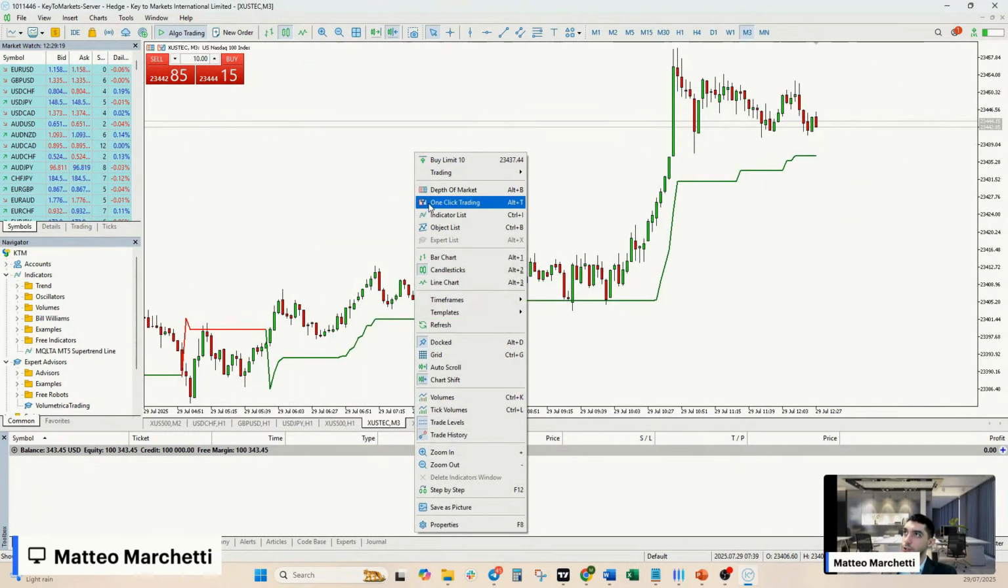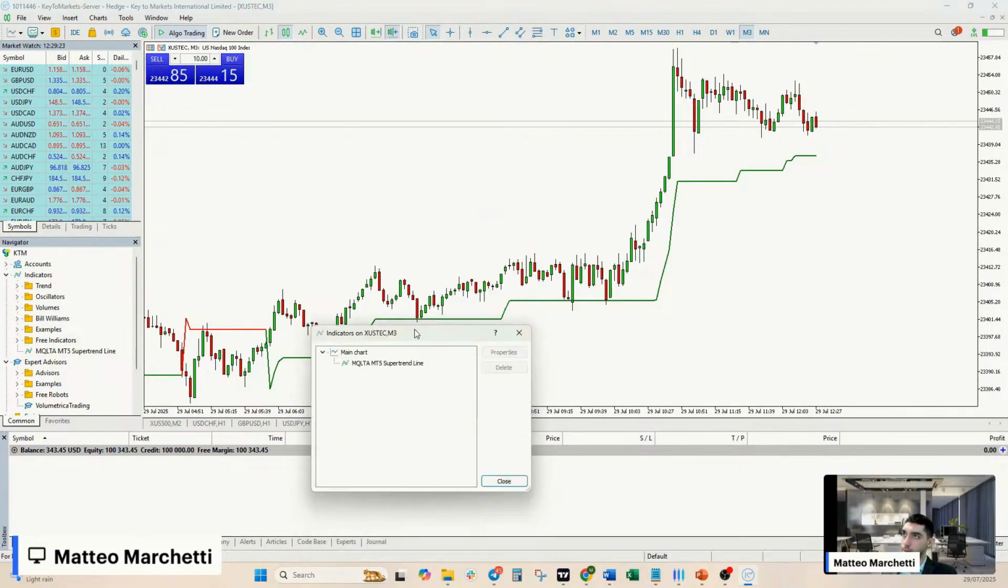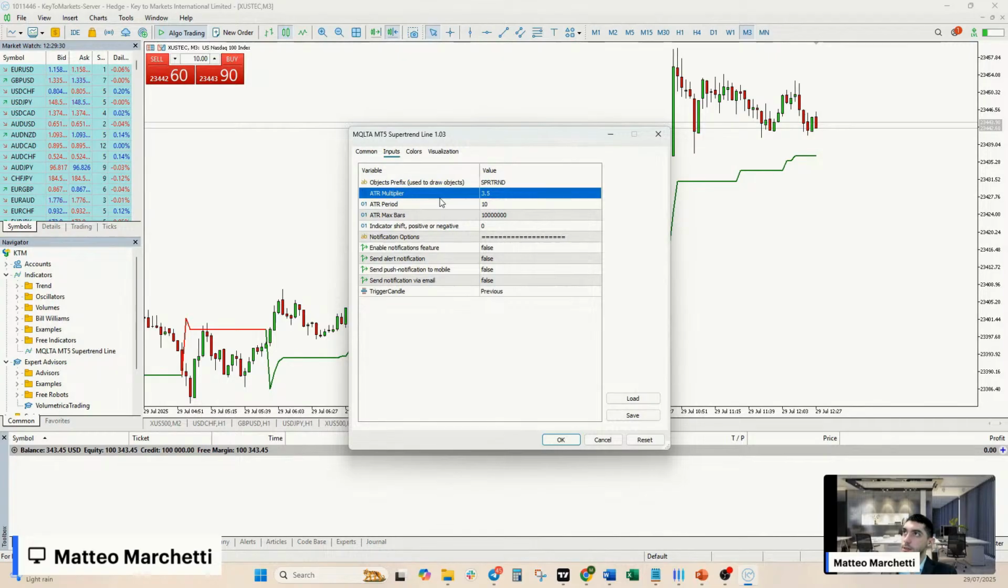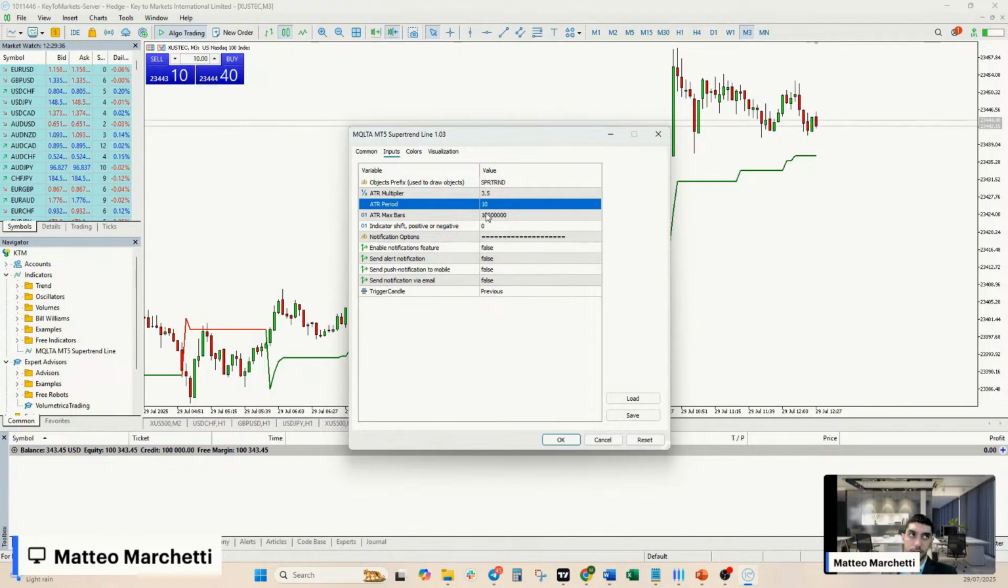First of all, I'm going to show you the input I'm using. As you can see here, I'm using an ATR multiplier of 3.5 and an ATR period of 10. Okay, these are the settings I use to trade with the strategies on Nasdaq.